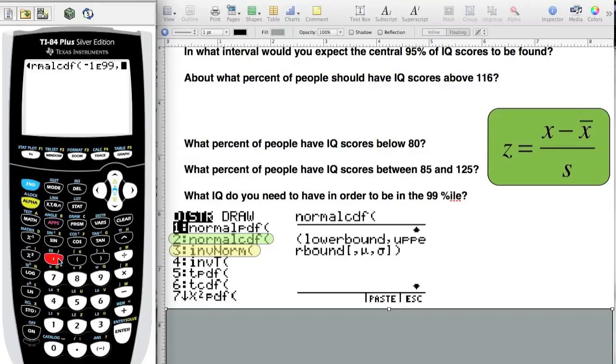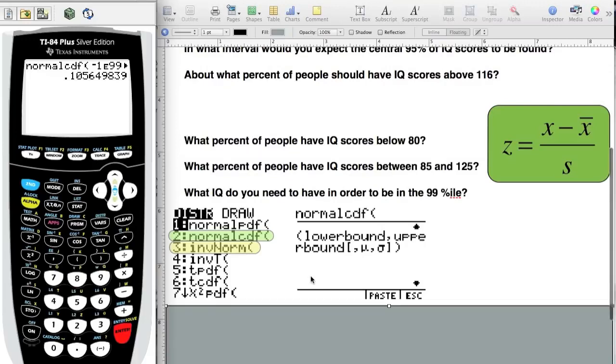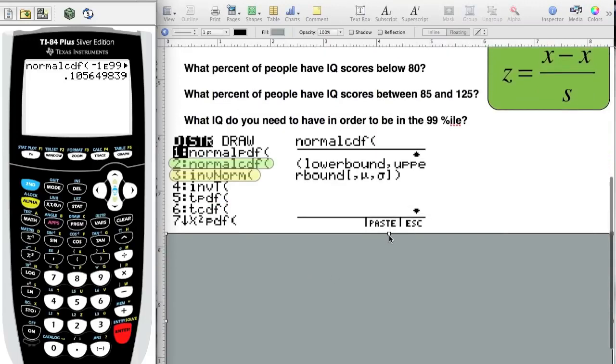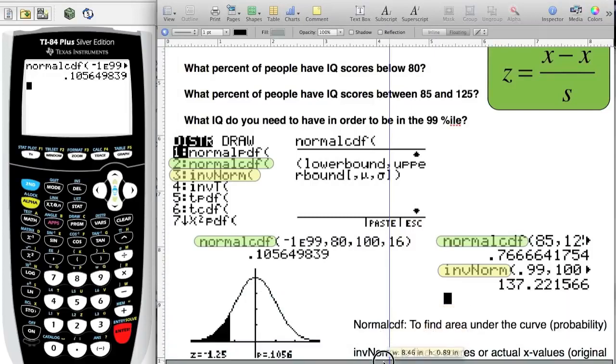So comma, the upper bound, well I want to go all the way up to 80. And then my mean, which is 100. And my standard deviation at 16. Double check you typed your numbers in right. That's negative infinity to 80 at 100 and 16. Close my parentheses, and then I will hit enter, and it will return back to me the area under the curve. So just a little over 10.5%. If we look at that, we've got that down here. I even included a picture of the curve.